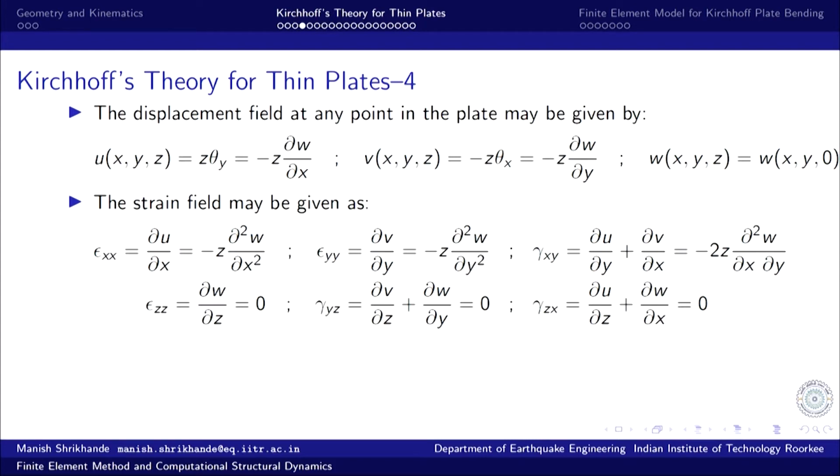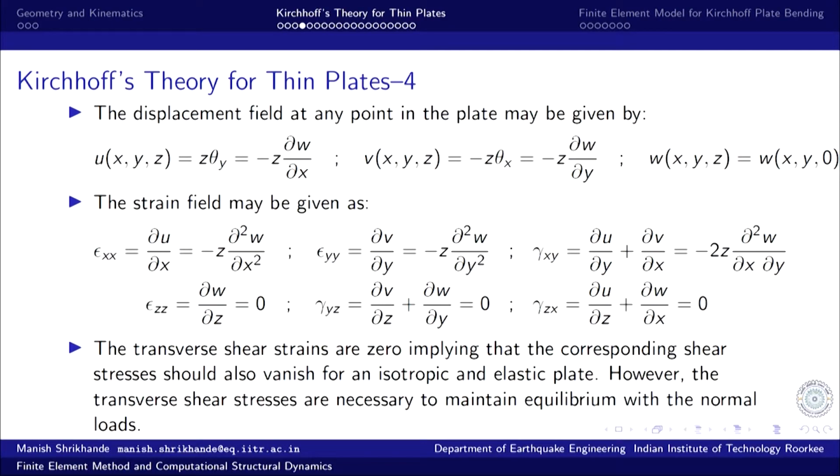And then there is no normal strain along the z direction, because the variation of w along the thickness direction has been assumed to be 0. So, del w by del z, the rate of change of w with respect to z, is 0, and the vanishing transverse shear strain follows directly from the Kirchhoff constraints. So, transverse shear strains are 0, implying that the corresponding shear stresses should also vanish for an isotropic and elastic plate.